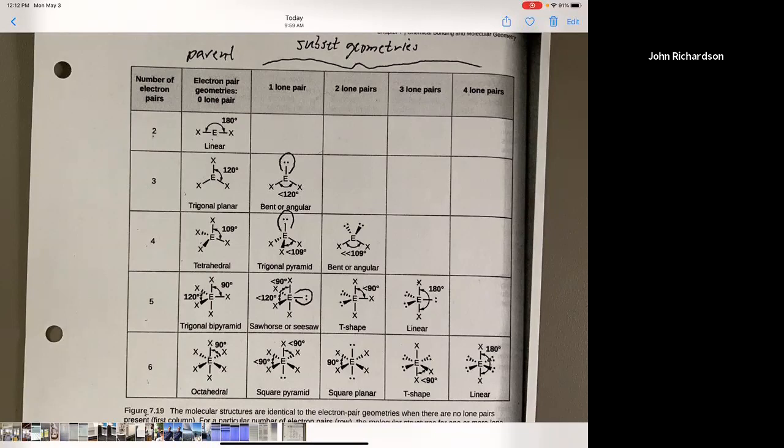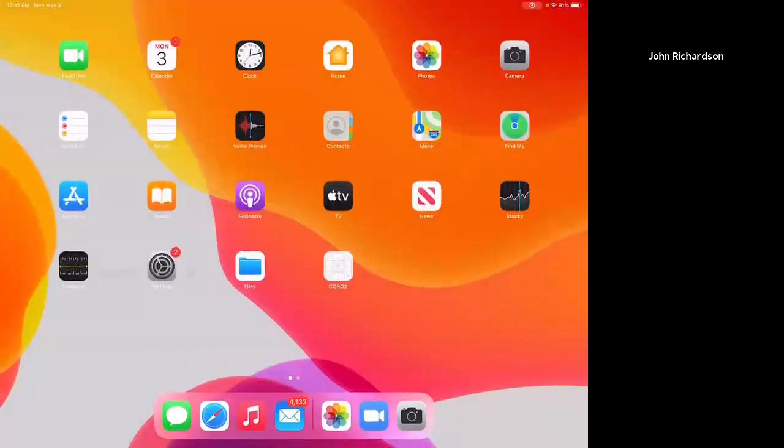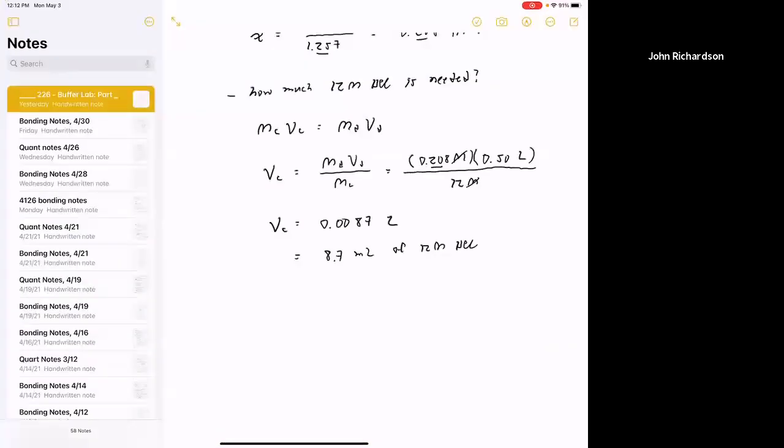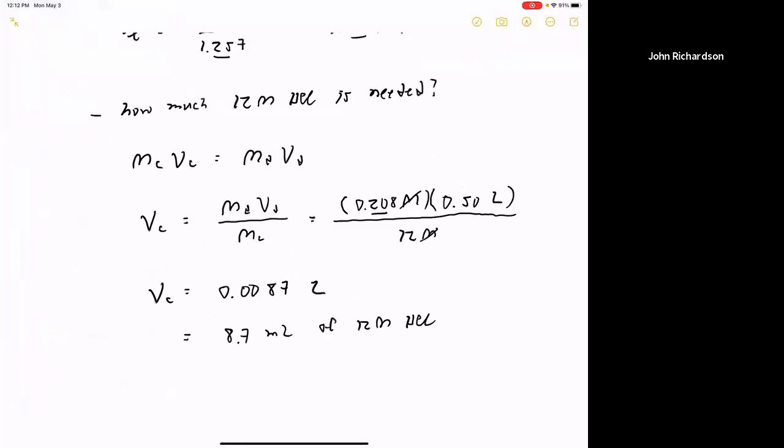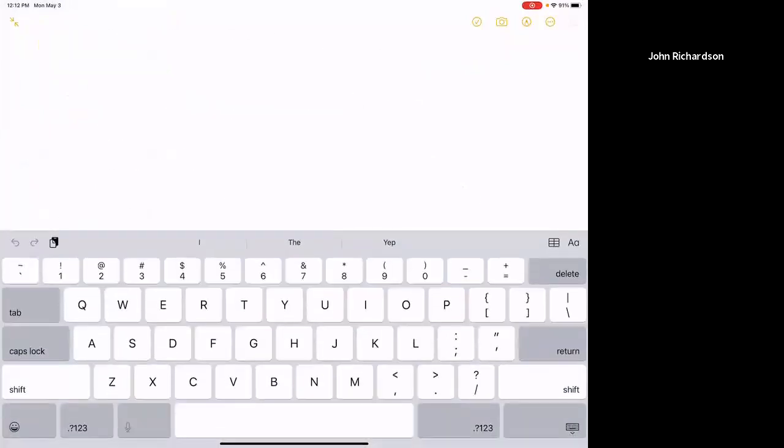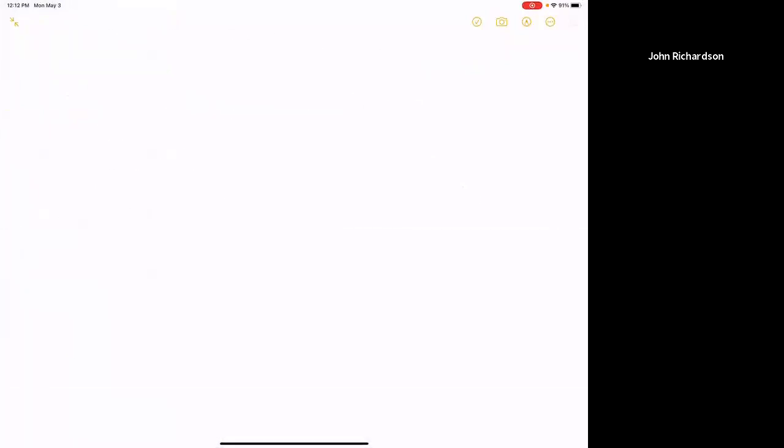So we're always going to reference back to this chart here. That's why it's handy to have it around when we're talking about these things. All right, so I just took a picture of it there so you guys could see it. Now what I want to do is move back into our notes and start a new set here. We are on May 3rd, so that is 5-3 bonding notes.